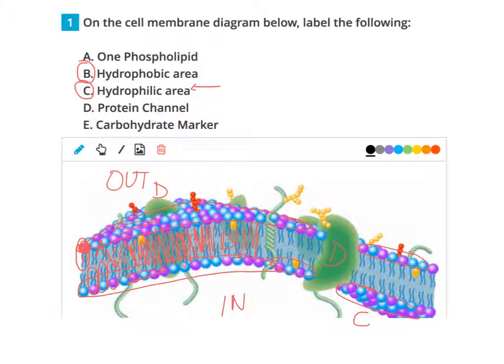And then the last part, the carbohydrate markers, are these things that stick out on the outside of the cell. So those are E. Remember, they label or identify the cell.